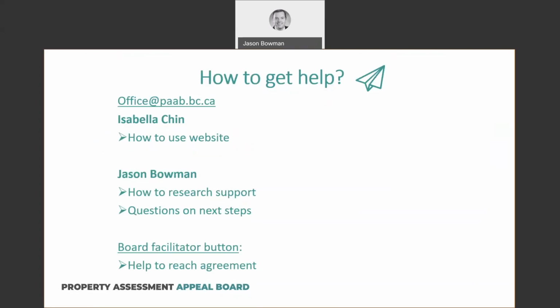And how to get help. Please do not hesitate to get a hold of us at the board at any time. Our email address is office@paab.bc.ca. And just tell us what the issue that you're having is or what the question is, and we'll be getting back to you by the end of the next business day. Isabella is our technical support specialist. So if you have any technical questions or how to use the website, Isabella will respond to you. If you've got questions around support or next steps in the appeal, I'll help you with that, Jason. You'll get a response from me. And like I previously mentioned, at any time you can click on the board facilitator button, and we'll help you reach agreement. And you can also send us a message through the platform as I was showing you before.